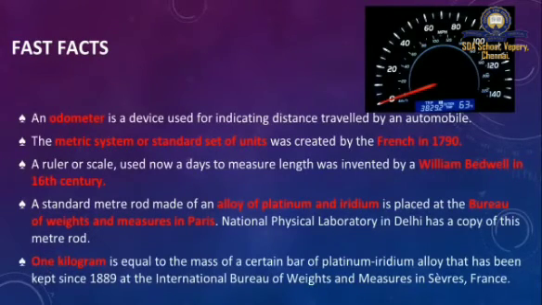Okay, and the next one: 1 kilogram is equal to the mass of a certain bar of platinum and iridium alloy that has been kept since 1889 at the International Bureau of Weights and Measures in France. So the 1 kilogram weight, a bar made up of platinum and iridium alloy, has been kept since 1889 at the International Bureau of Weights and Measures in Sevres, France.